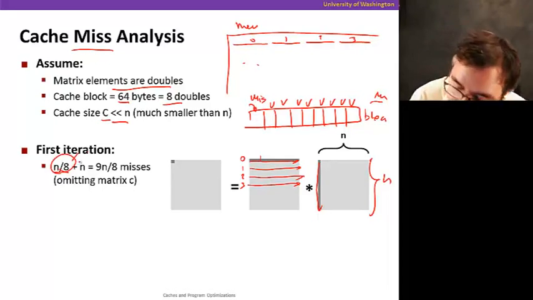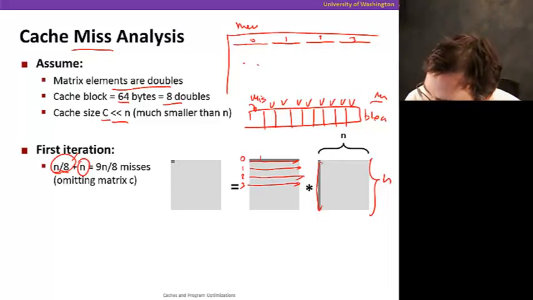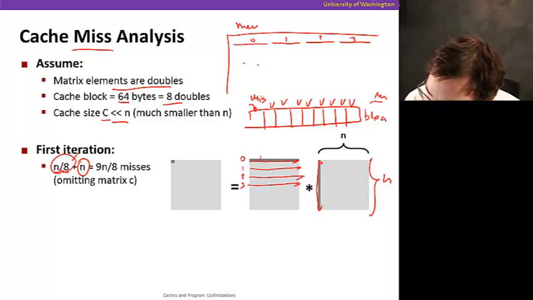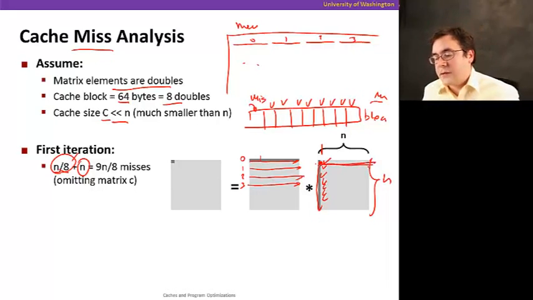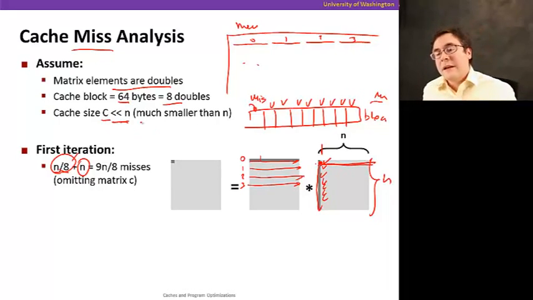Okay, now we're going to add n here, because for this column here, for each row of this column, we're going to have a cache miss, right? We're going to miss on this one, and then this one, this one, this one, for all of them, because n is bigger than a block. Remember that if the cache is much smaller than n, definitely a block is much smaller than n.